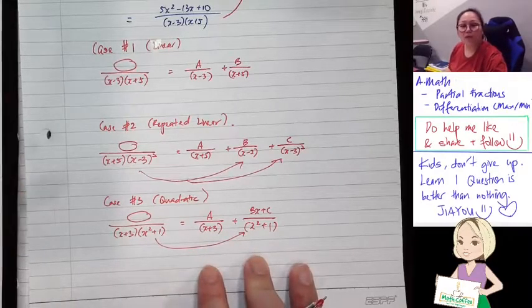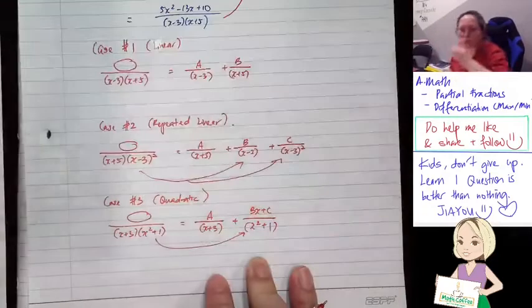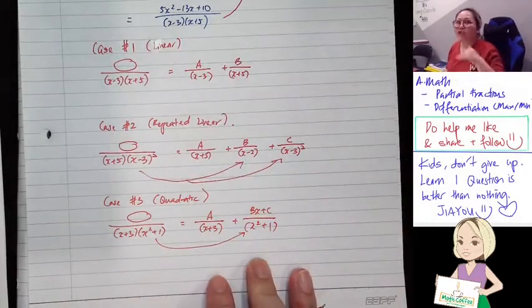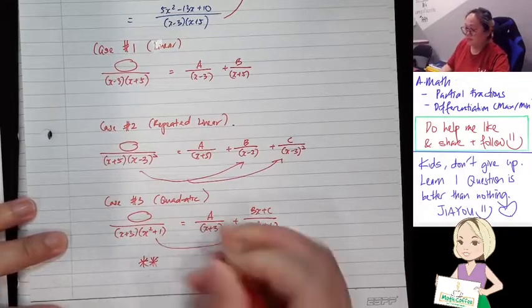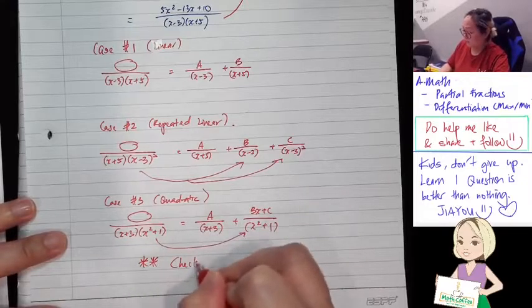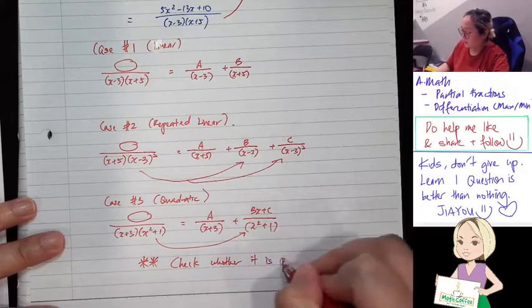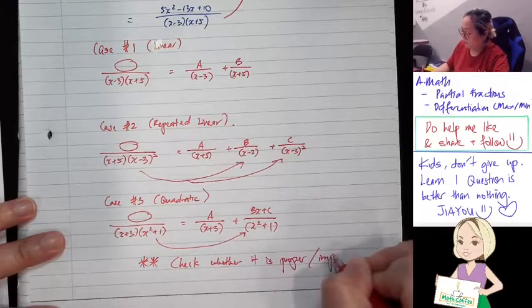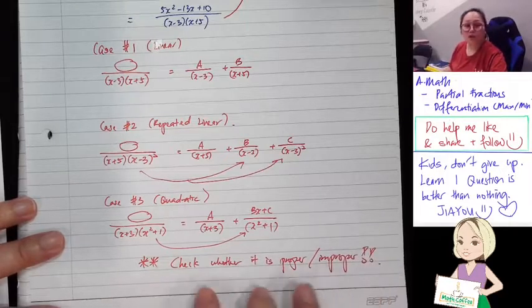So you only have 3 cases. Thanks for the, what's that? Is that a music note, I think? Okay, so in general, you only have these 3 cases: linear, repeated linear, or quadratic. And every time you see quadratic, make sure that you cannot factorize, then you apply case number 3. And of course, the very, very important one is to always check whether it is proper or improper first. Always check for this one first.